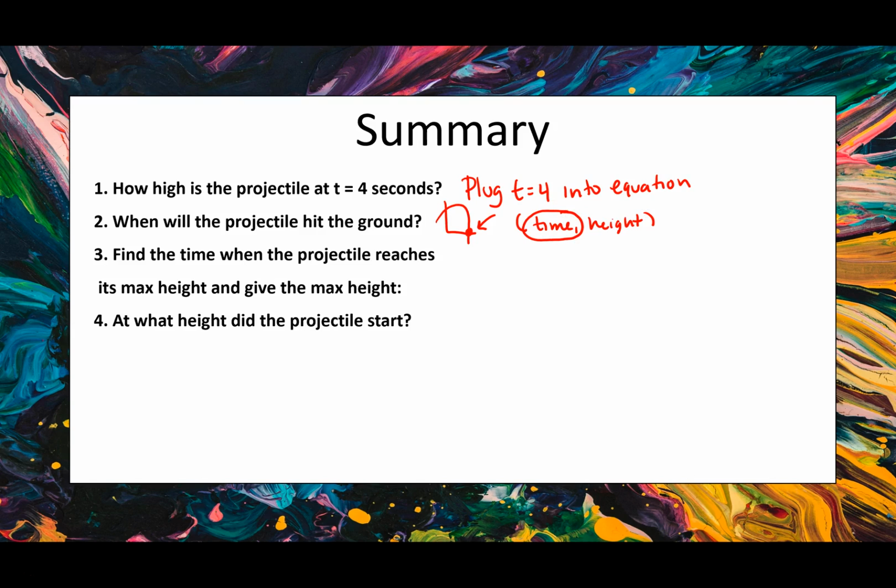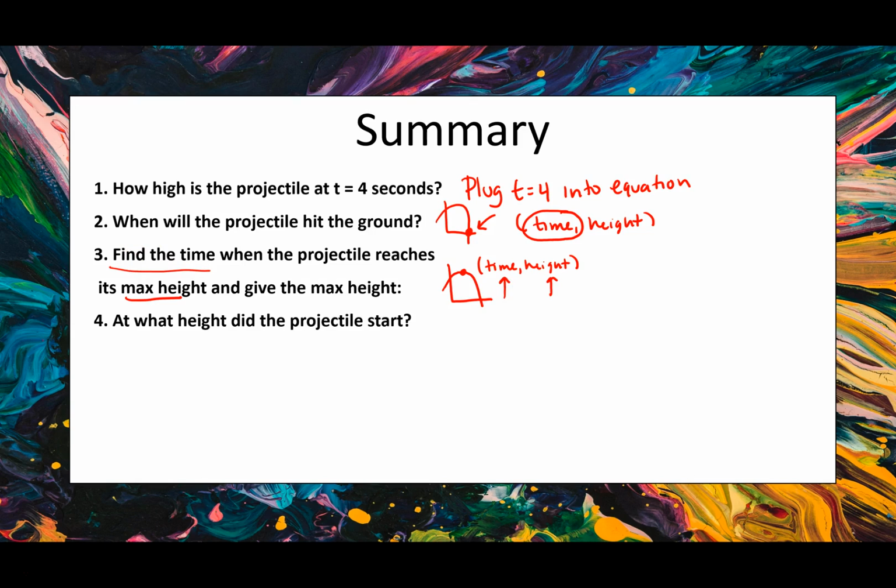Number 3, find the time when the projectile reaches its max height and give the max height. Well, in this case, you're talking about this point right here, and that would be time, comma, height again. So when it's asking you for its max height, it's the y value. If it's asking you to find the time, it would be the x value.